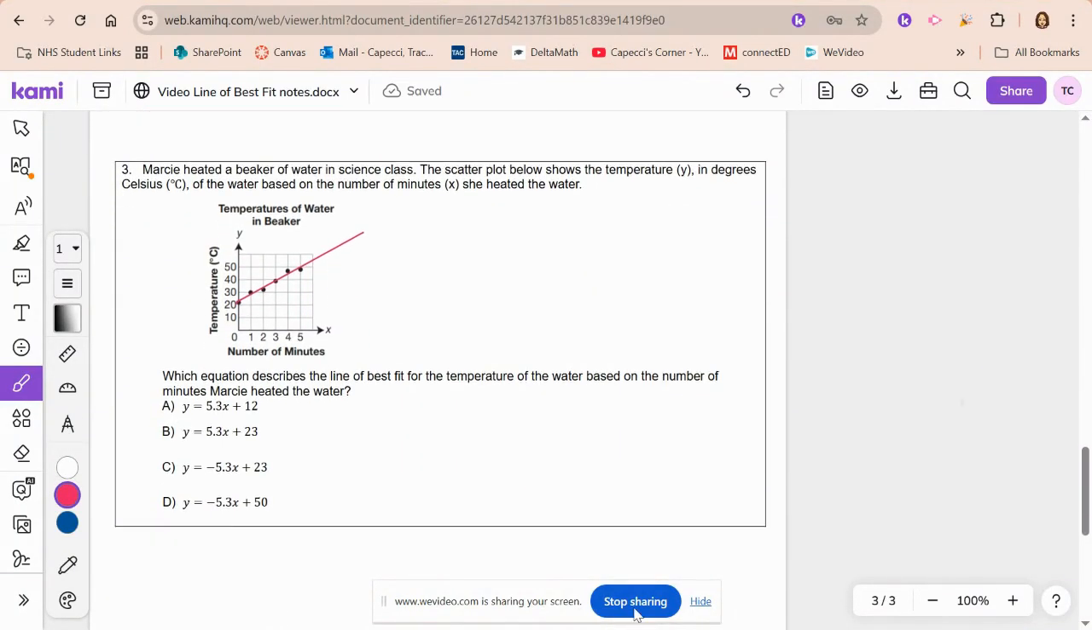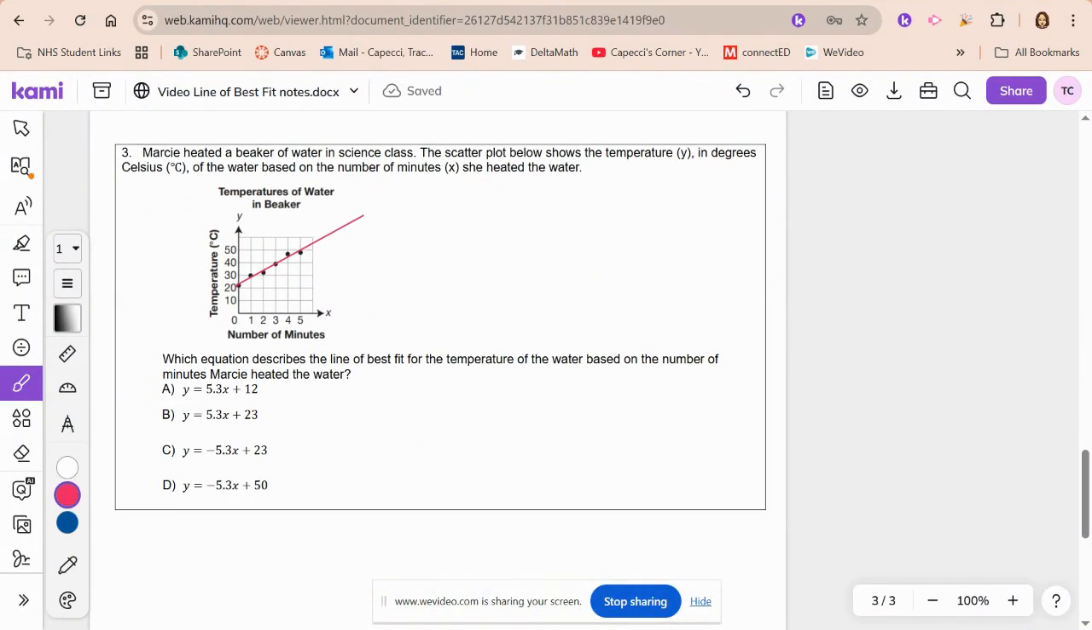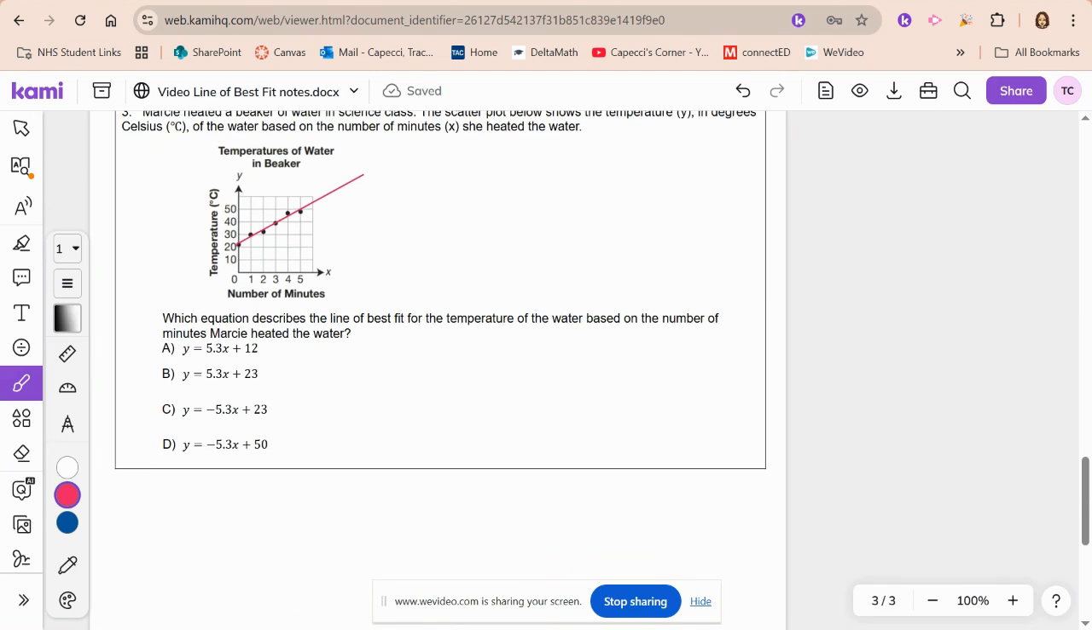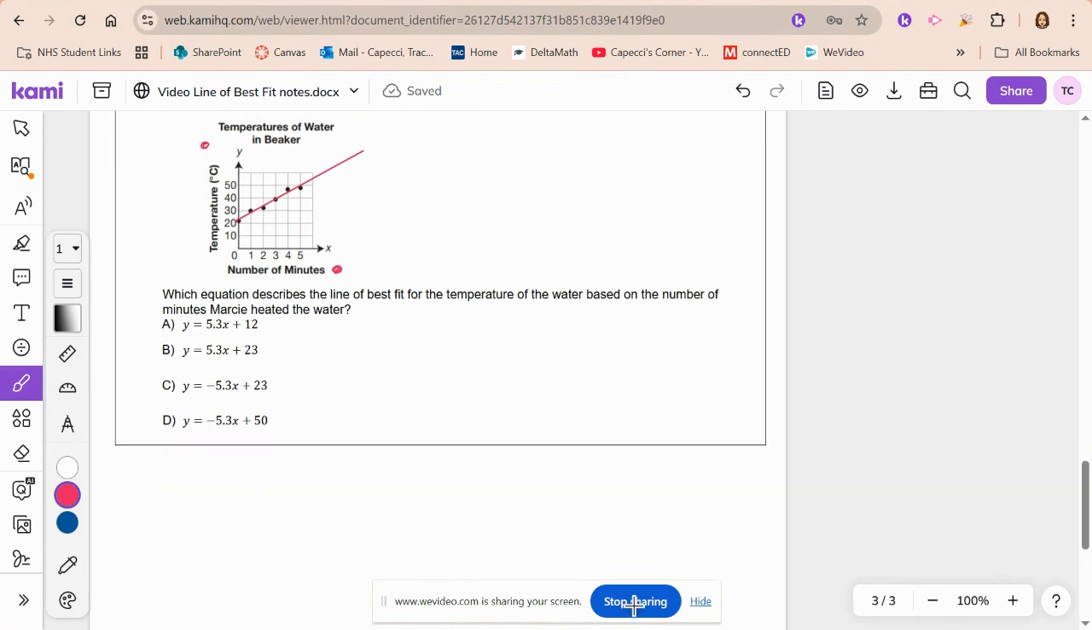And let's take a look at our last problem. Marcy heated a beaker of water in science class. The scatter plot shows the temperature, which is y, in degrees Celsius of the water based on the number of minutes, which is x, she heated the water. So again, let's take a look. Number of minutes is our x-axis, temperature in Celsius is our y. It asks which equation describes the line of best fit for the temperature of the water based on the number of minutes Marcy heated the water?